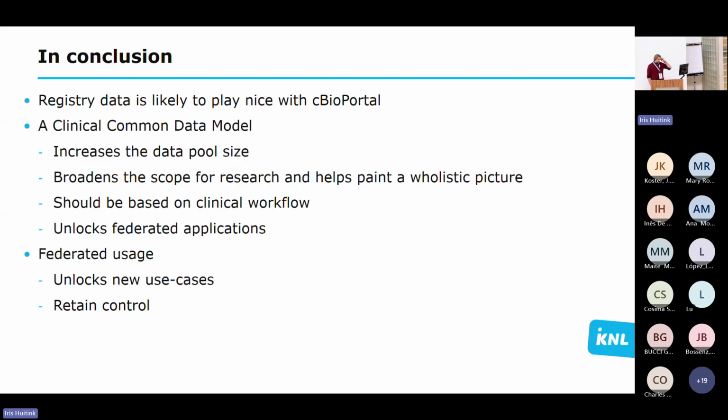So wrapping this up, I'm happy to note that registry data is likely to play nice with cBioPortal. We should do that more often. I also think that a clinical common data model will help to increase the data pool size. And this helps paint a holistic picture. I think we should keep that in mind when we do things.